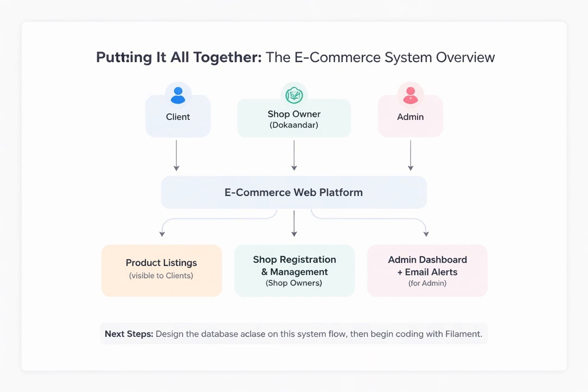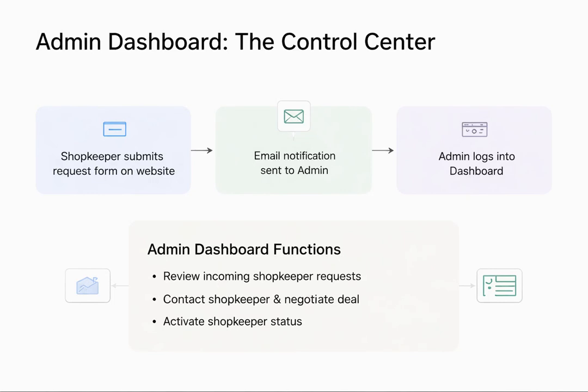With this map in hand, the next logical step is to design the database. What tables do we need? What columns? What relationships? And once the database is designed, coding begins, with Filament installed and ready to power the admin side of things. Continuing from the overall system flow, let's now zoom into the admin dashboard, the control center of this entire e-commerce platform.